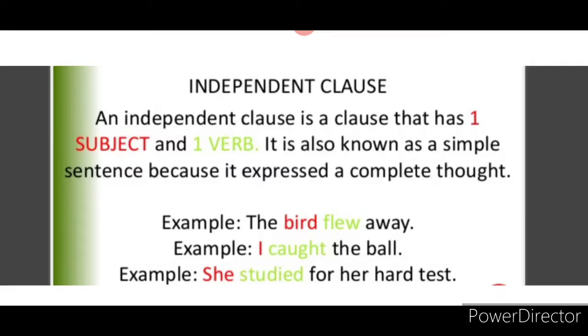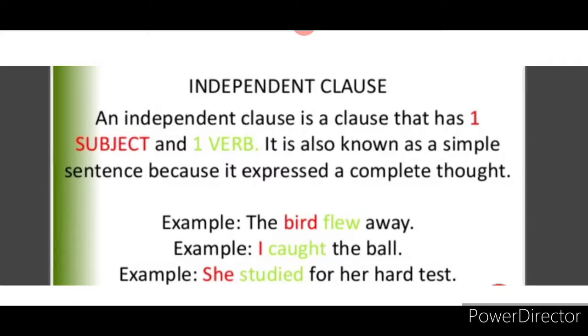It gives you the complete thought that you are thinking. I caught a ball. So it gives you a complete meaning. See the next example. She studied for her hard test. So here she is the subject and studied is the verb. So it has a subject and verb, and it has given you a complete thought.